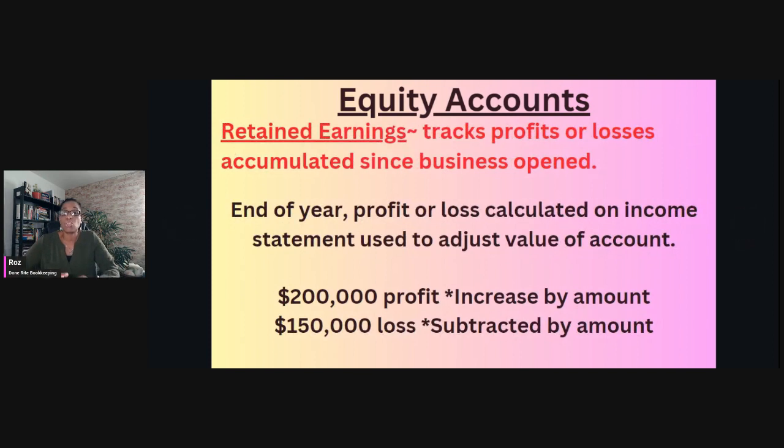Retained earnings. This tracks profits or losses accumulated since the business opened, so the inception of the business. This is what retained earnings actually tracks. So at the end of each year, profit or loss calculated on the income statement is used to adjust the value of the account. So let's say, for example, there's a $200,000 profit. That will increase the retained earnings account by that amount. If there's a $150,000 loss, it will be subtracted by that amount. Okay, so this is retained earnings.